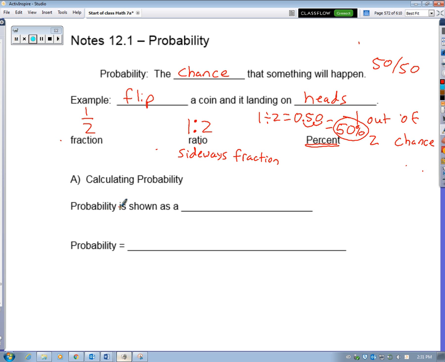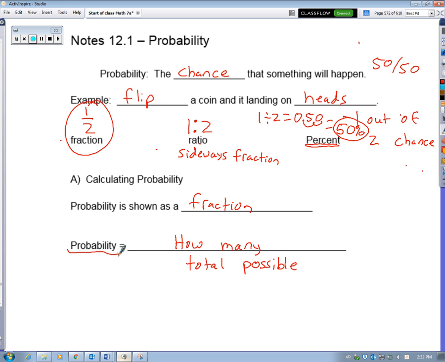Okay, so now let's take a look at calculating probability. Most of the time, probability is shown as a fraction, like this guy up here, and then we can change it into some other things. And what probability is, on the top of the fraction, you have how many of something could happen, like for example, how many times it could land on heads, and on the bottom the total possible. So that's what our fraction looks like when we're looking at probability.